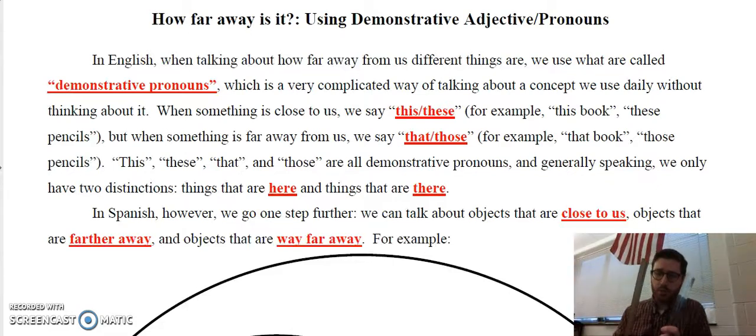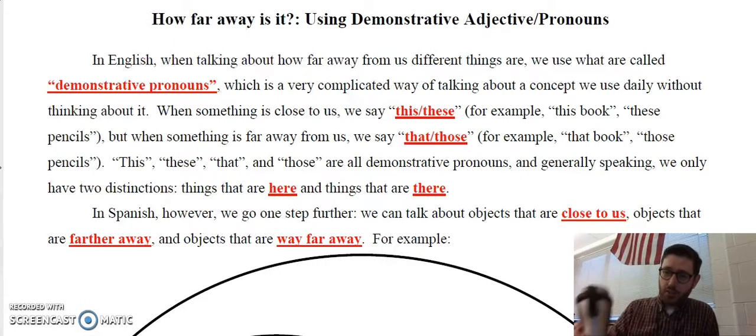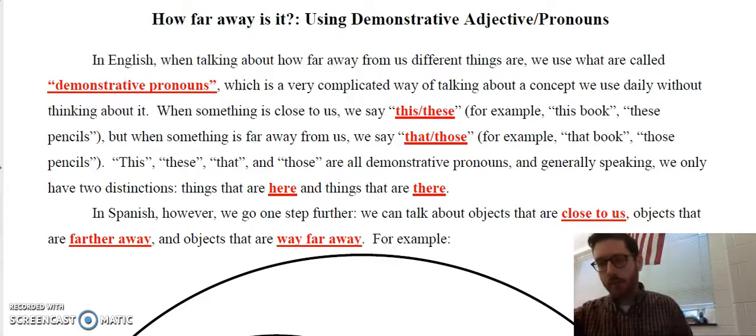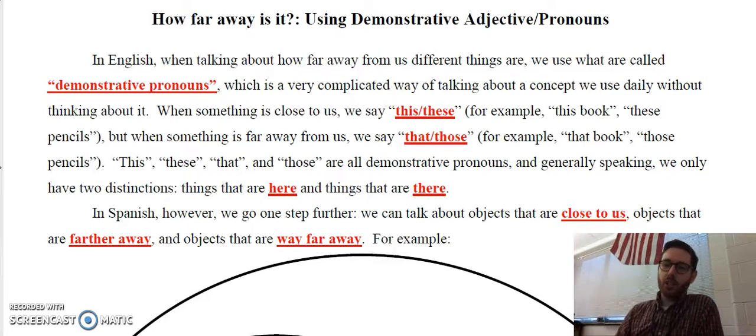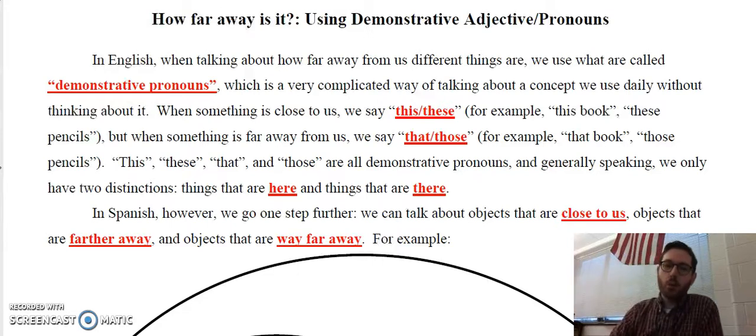these rulers. But if I were to take these rulers and throw them way over there, that would be those rulers. Or if I were to take this coffee mug and throw it way over there, it would be that coffee mug. Basically, this or these talks about what's here, that or those talks about what's far away, and this, these, that, and those are demonstrative pronouns. Excuse me, demonstrative adjectives are also demonstrative pronouns. We'll get there in a minute.